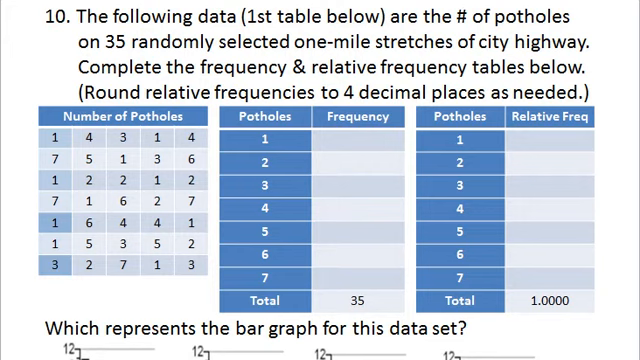The following data in this first table gives the number of potholes on 35 randomly selected 1-mile stretches of city highway. Our instructions are to complete the frequency table, which is the second table, and the relative frequency table, which is the third table below. And then there's another question beyond that. But let's start off with the frequency table.